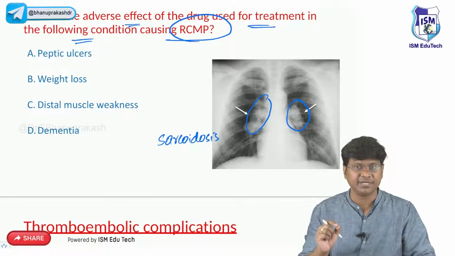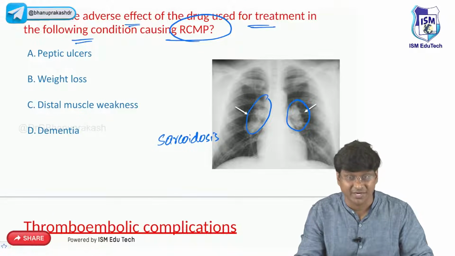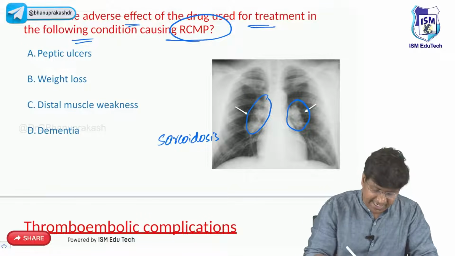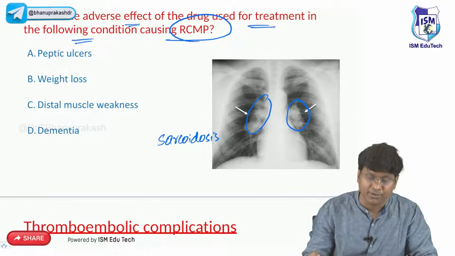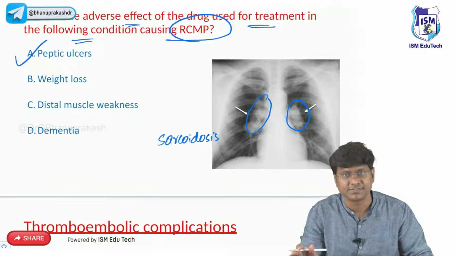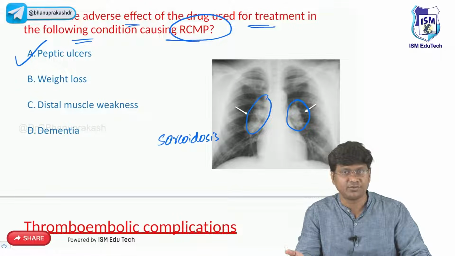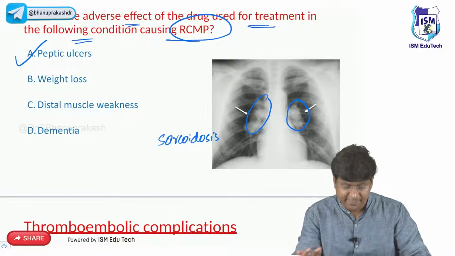And what is the drug that we give in sarcoidosis? That will be corticosteroids, the drug of choice. And what will be the adverse effect with corticosteroids? That will be peptic ulcers, right? Weight loss will not be there with corticosteroids; weight gain, because it is Cushing's, and proximal muscle weakness will be there, and psychosis will be there, not dementia.